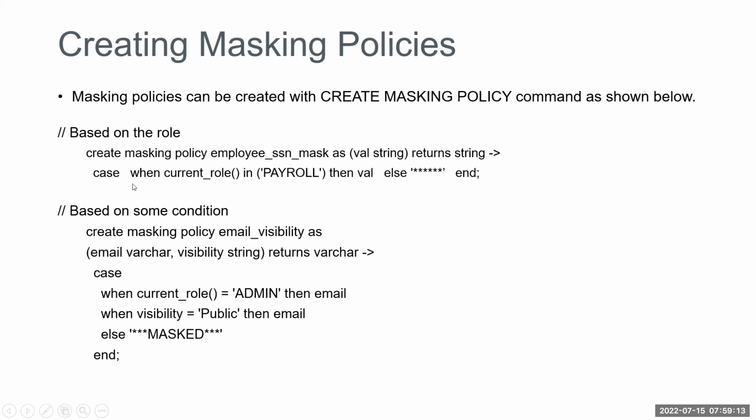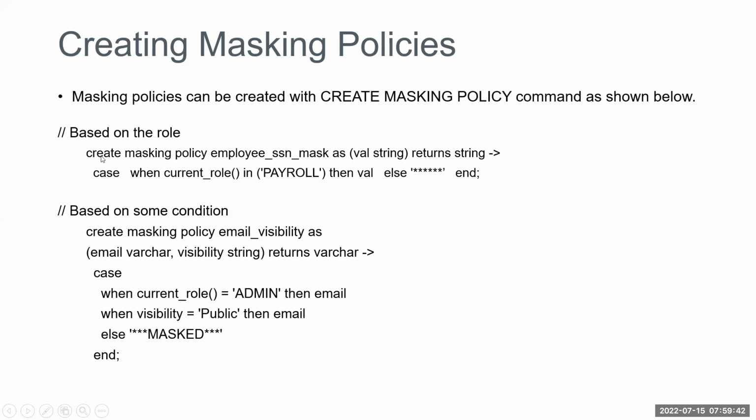Whenever my current role is payroll, that means whenever I am working with this role, then display the original data. Whatever we are passing as val, display that original data. Otherwise, if any other unauthorized user, other than the payroll role, is accessing this data, just show it as stars, the masked data. So this is how we can create the masking policies.